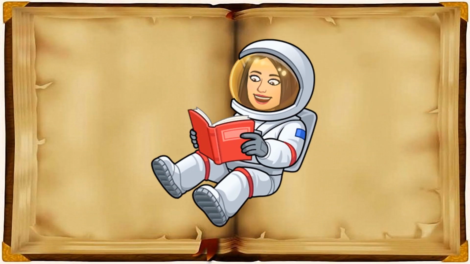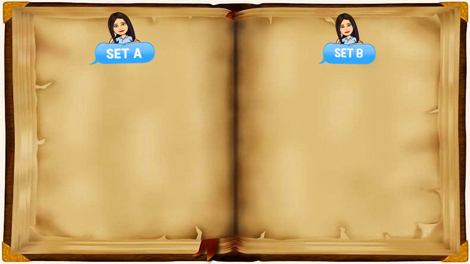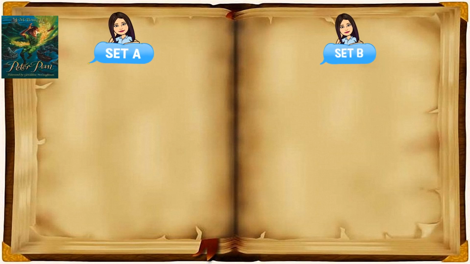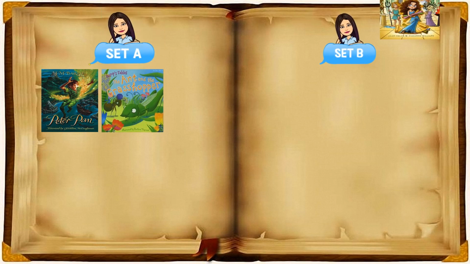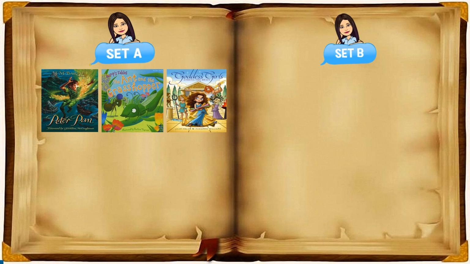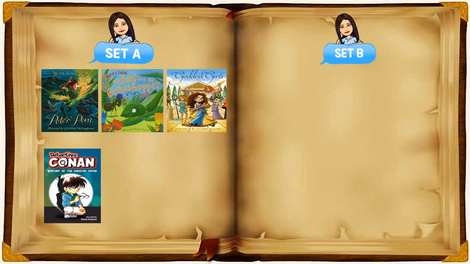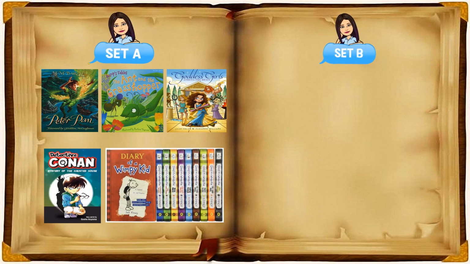Let's analyze the two sets of pictures or stories, Set A and Set B. These are the pictures or stories for Set A: Peter Pan, The Ant and the Grasshopper, Goddess Girls, Detective Conan, Diary of a Wimpy Kid. And these are the pictures and stories for Set B.